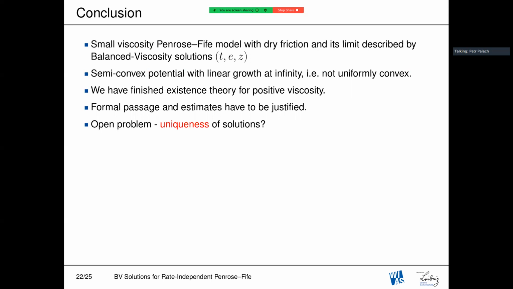And an interesting question, of course, is whether one has uniqueness of solutions of the viscous system. So epsilon is positive, but we don't have the classical Penrose-Fife model, which, as I've shown you, has this Lipschitz dependence on data. We have this rate independent term on top of it, and then we don't know whether viscosity with this rate independent friction still yields uniqueness. So that's still an open question for us.